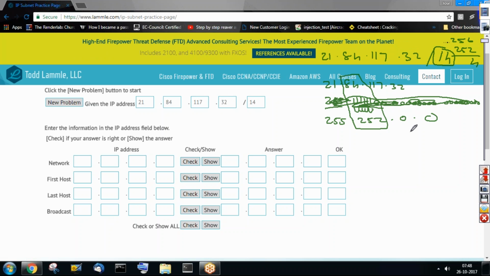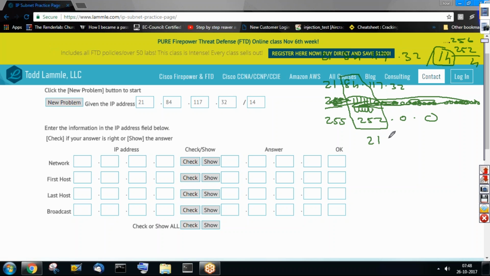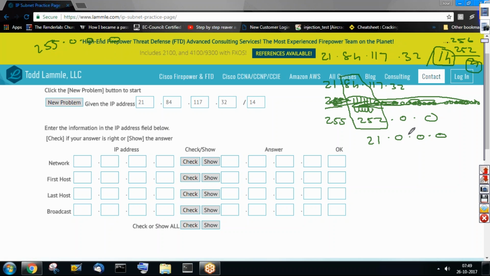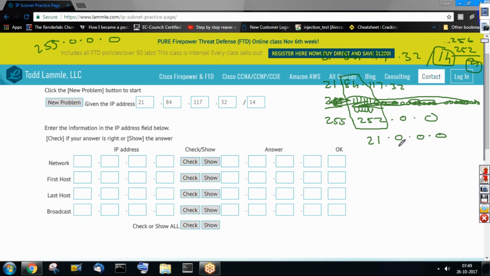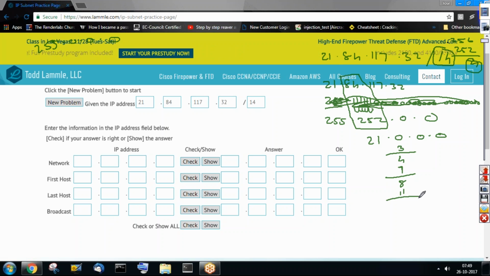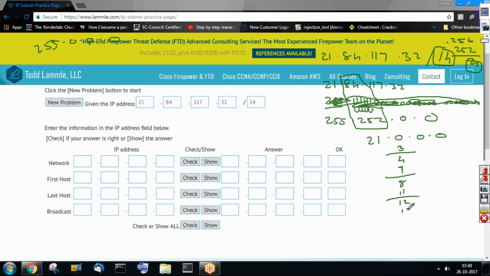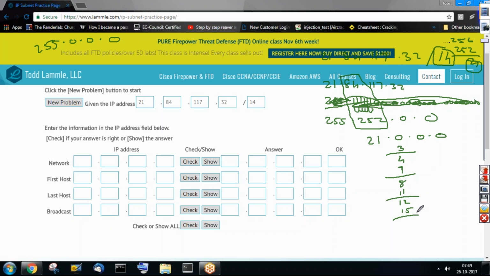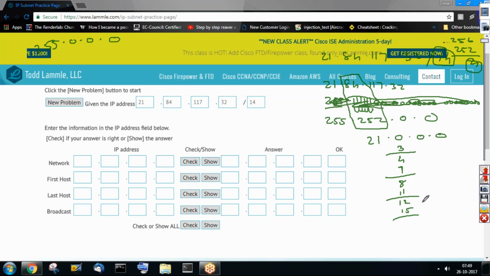This one is going to take some donkey work. So let's reset 21. Now 21 means what class, guys? Class A, which has an original mask of 255.0.0.0. We're going to reset it to 21.0.0.0, and we take our block size and keep adding. So 0 to 3, 4 to 7, 8 to 11, 12 to 15. You need to continue on.